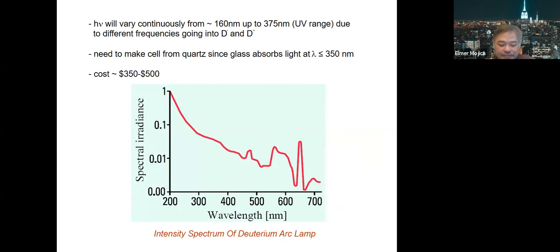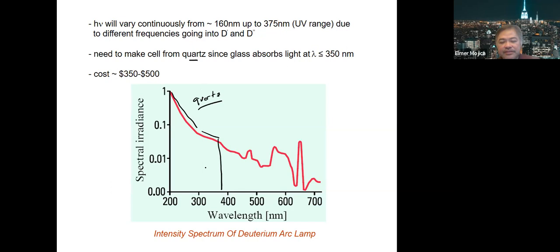The energy will vary continuously from 160 to 375. So this is the UV region. And this has something to do with the frequency going from D prime to D double prime. If you look at the intensity, it only goes up to 375. Okay. So you need to make the cell from quartz. If you're going to use the sample here, it's a quartz cell.